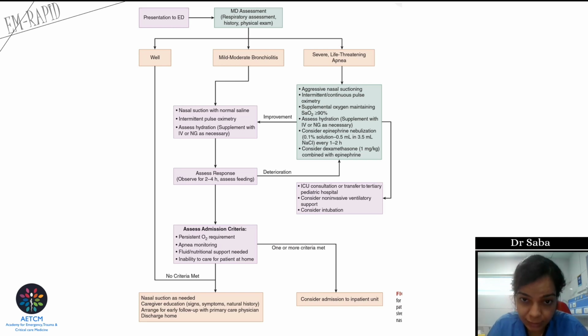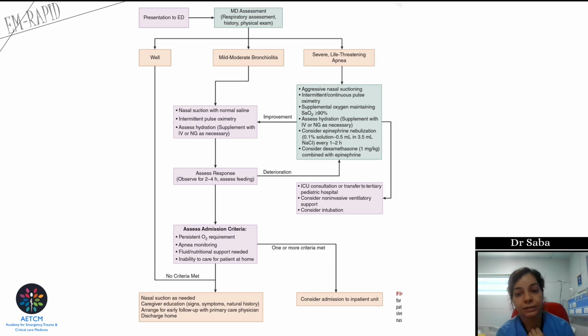fluid and nutrition status. Then we also consider epinephrine nebulization, that is 0.1% solution, 0.5 ml in 3.5 ml normal saline every 1 to 2 hours. This is just to clear the airway and also to support his oxygenation and ventilation status. And then we also consider dexamethasone as an anti-inflammatory agent combined with epinephrine. So epinephrine nebulization is not really a go-to treatment for bronchiolitis at once, we try with steroids.